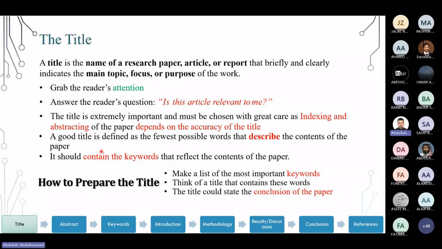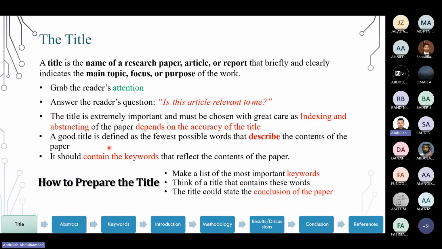Another thing, it should contain keywords. And as I said, the keywords are very important for the indexing and also important for the abstracting of your article. And later on, when you publish, people can easily find your paper. Now you are only concerned about how to publish an article, but after you publish, you want people to cite your article. You want people to use and to read it. So from now you need to be careful about that by making your title nice and choosing the correct keywords.